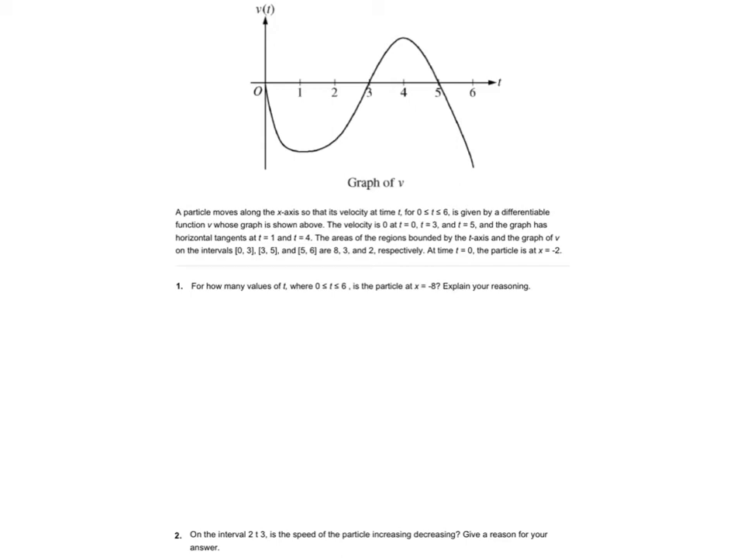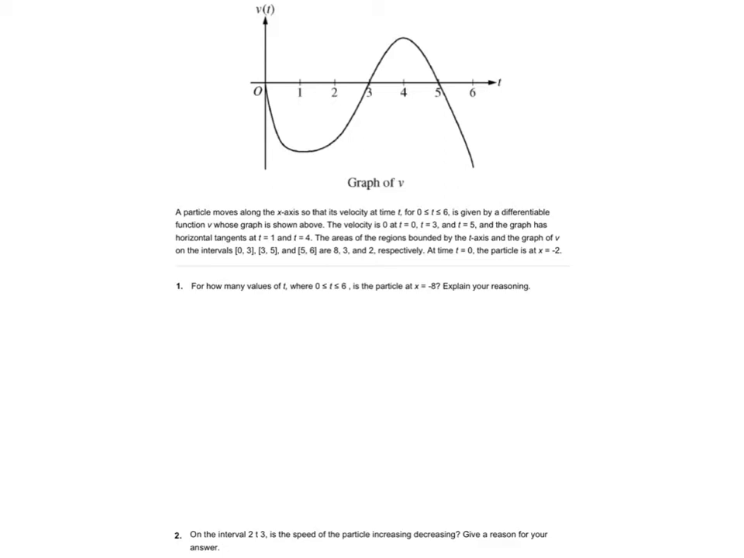All right, this one gives a graph of v, and it tells you a particle moves along the x-axis so that its velocity at any time t, when t is between 0 and 6, is given by a differentiable function v, whose graph is shown above. Okay, so this is a velocity function. The velocity is 0 at t equals 0, 3, and 5. Okay, and that's what it looks like.